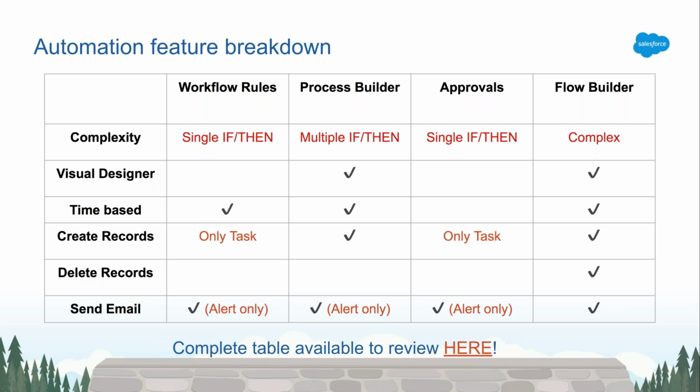So this table is just a brief summary. I've added the complete link below. There is a longer table with a complete list of every single item that each tool is able to complete or is not able to complete.